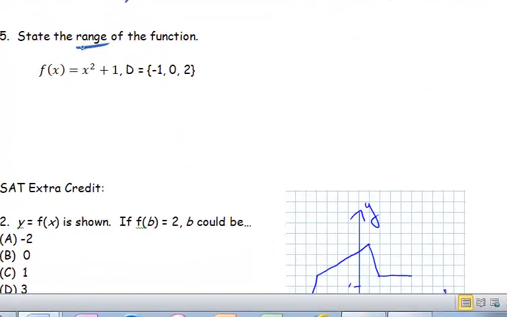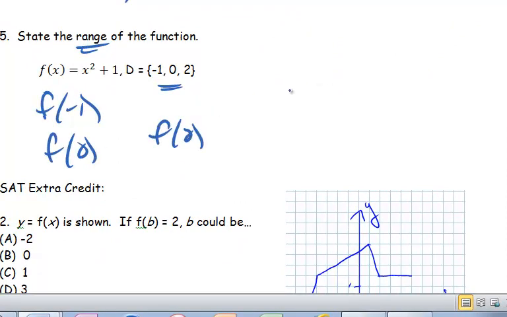To state the range, they give you the domain. You need to do f of negative 1, f of 0, and f of 2. And when you find each one of those things, please show your work and your corrections, but the range should be 1, 2, and 5.